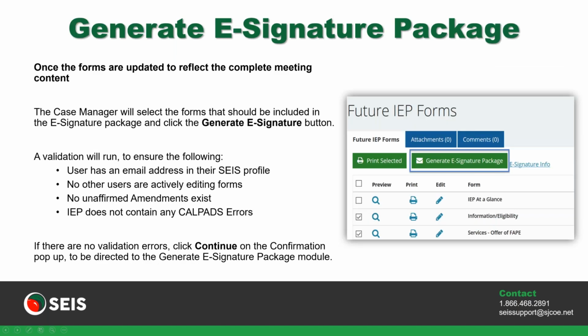The process is very self-explanatory and very simple. Once that meeting has been completed, you simply select the forms that were included in that meeting and you click the Generate e-signature package button. When you click that button, we'll run a couple validations to make sure that nobody is on the IEP forms, that there are no unaffirmed amendments, and that the student doesn't have any CALPADS errors, because again, everything's going to be locked in place. If you pass that validation, you're going to get a congratulations pop-up, and you just click continue.